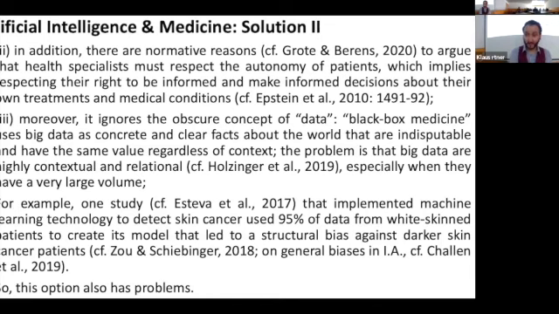And of course, it's also based on the idea of data, right? These AI models or this black box medicine use big data as concrete and clear facts about the world that are basically indisputable, and they have the same value independently of the context they are being used in. But actually, we know that big data is highly contextual, and its value depends on the value of the data surrounding that specific data. So because of that, I think this solution is not that interesting. It's more interesting than the first one in my view, but it's not that interesting.